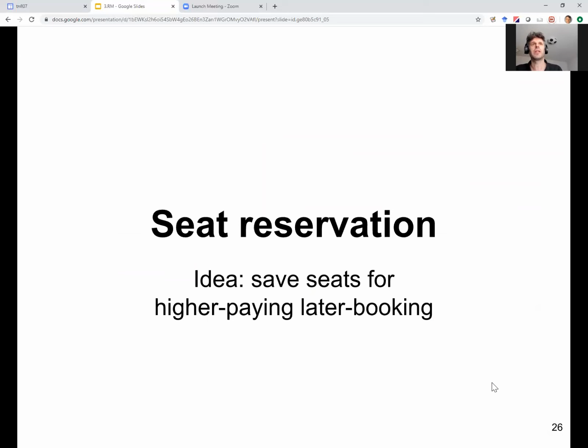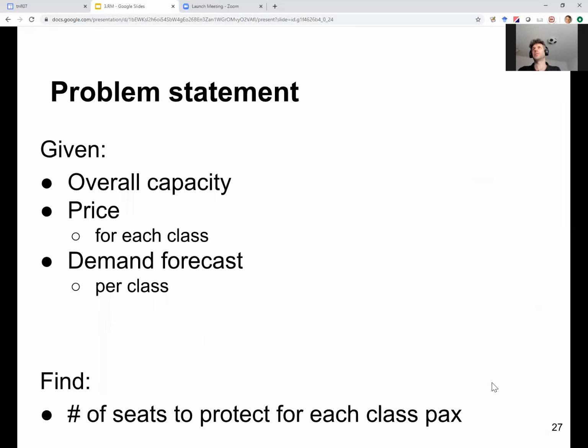Okay, so we still have 15 minutes in the first 45 minutes of the lecture. Let's get to our business. So we know what seat reservation is about. We want to save seats for these passengers that come later but pay more. And let's look at some of the details.